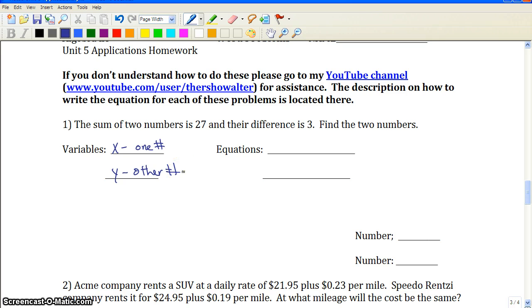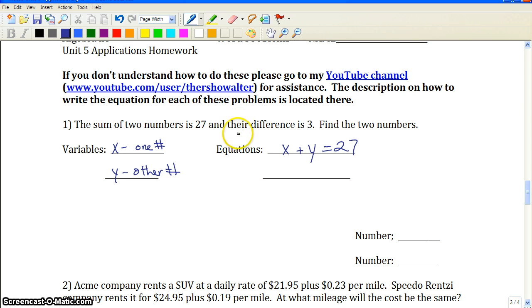So we're going to try to write two equations from the statements in the problem. The first statement says the sum of two numbers is 27. That means adding the two numbers up equals 27. Well, the first number is x. We add that to the second number, and it's got to equal 27. 27 represents a total, and we're looking for totals when we're solving these problems.